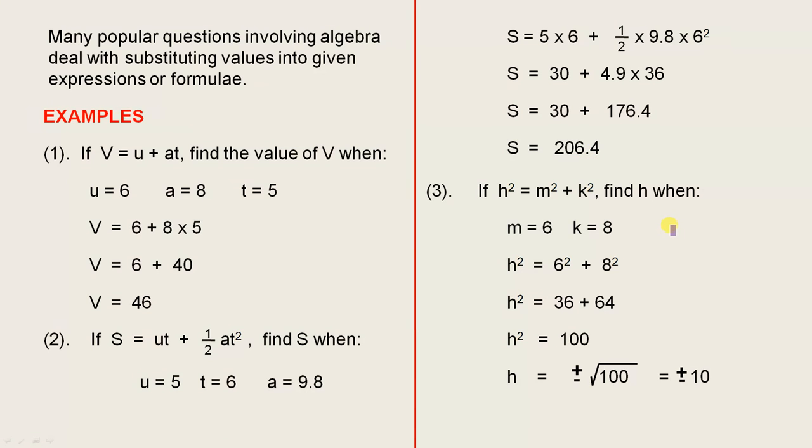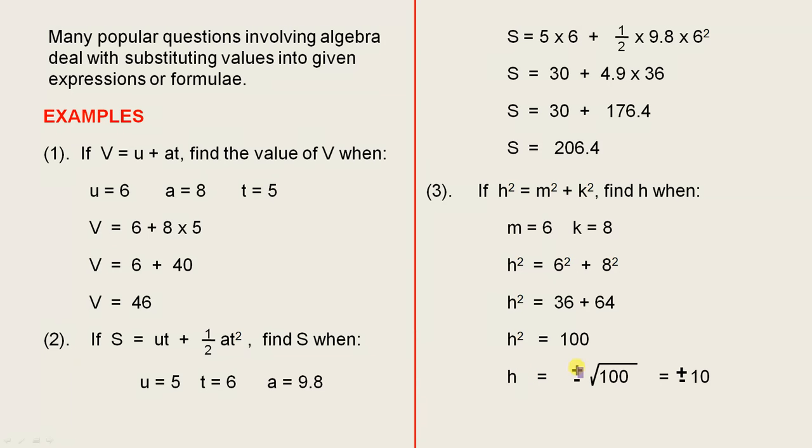Third example, if h squared equals m squared plus k squared, find h when m equals 6 and k equals 8. So substituting straight in, h squared equals 6 squared plus 8 squared. 6 squared is 36, 8 squared is 64. So h squared equals the addition of those two. So h squared equals 100.